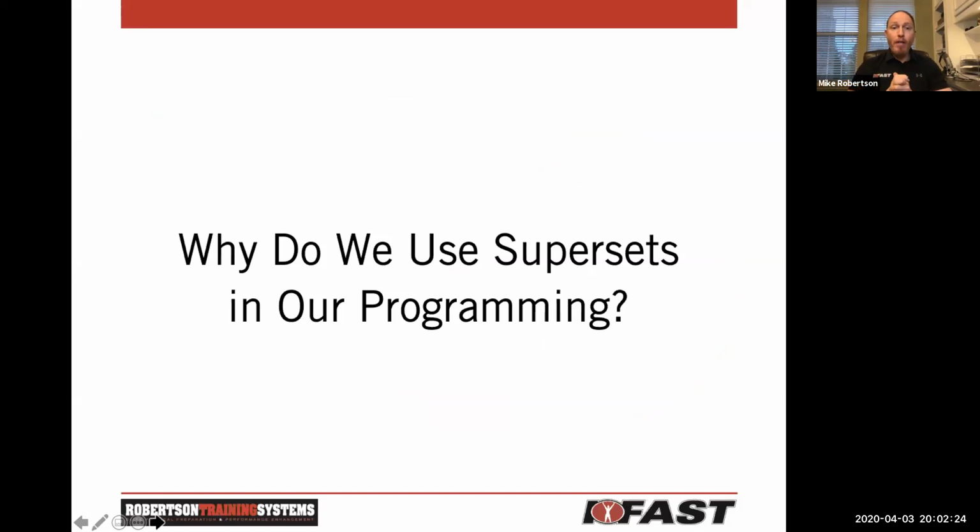So let's start with a really kind of salient question here. Why do we use supersets in our programming? Why do you guys use supersets? And a rhetorical question, because I think there's a lot of reasons and a lot of rationales behind it.